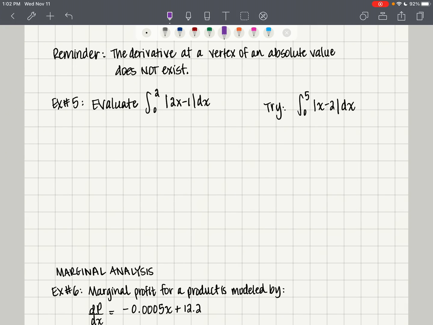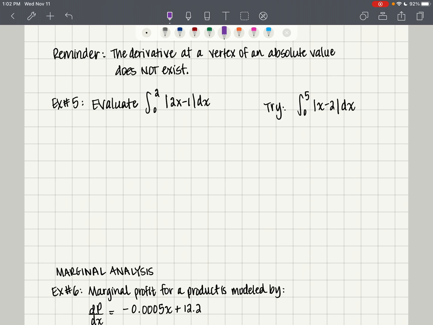It's most helpful if before you do this lesson, you've gotten some practice with definite integrals. Assuming that you've gotten some practice and that you're getting better at working with definite integrals, we're going to move on to finding the definite integral of an absolute value.